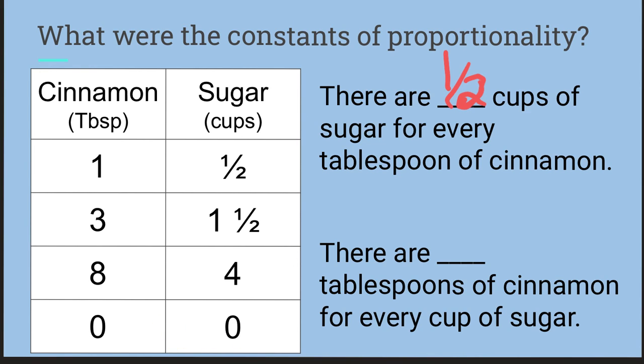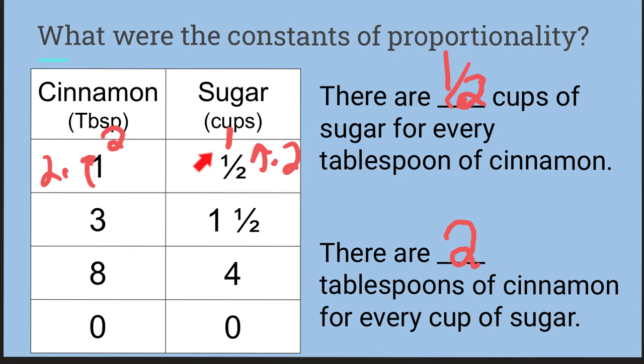Now we're going to look at going the other way. So we need to figure out how much cinnamon we would need for 1 cup of sugar. What I did here was I just said to myself, what can I do to make this 1/2 cup a whole cup of sugar? And I doubled it. I times it by 2. So if I times 2 to 1, I get 2. So it looks like for 1 cup of sugar, I'll need 2 tablespoons of cinnamon. So fill in your table.